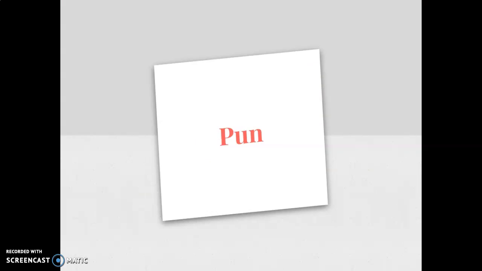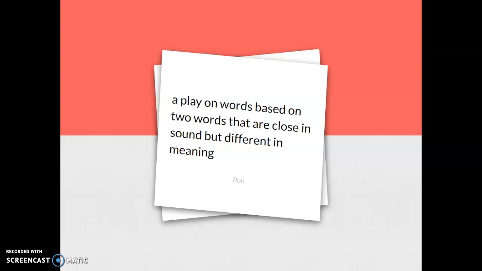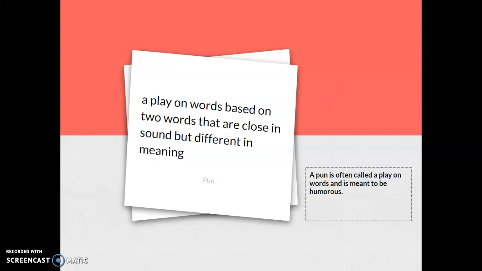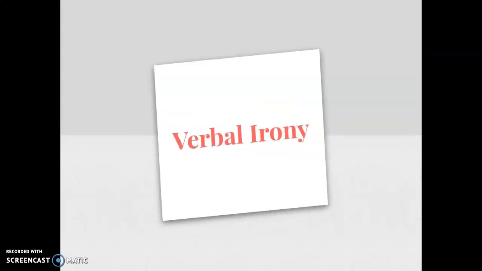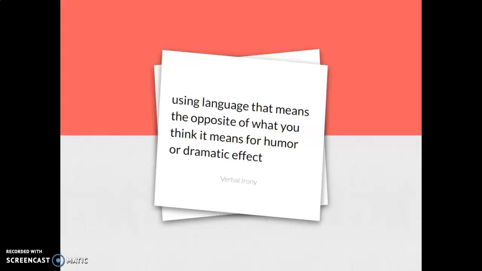Now, a pun is a play on words based on two words that are close in sound but different in meaning. Now, it's a play on words, but it's also meant to be humorous. Usually when people tell jokes, they use puns. Our final term is verbal irony. This is using language that means the opposite of what you think it means for humor or for dramatic effect.